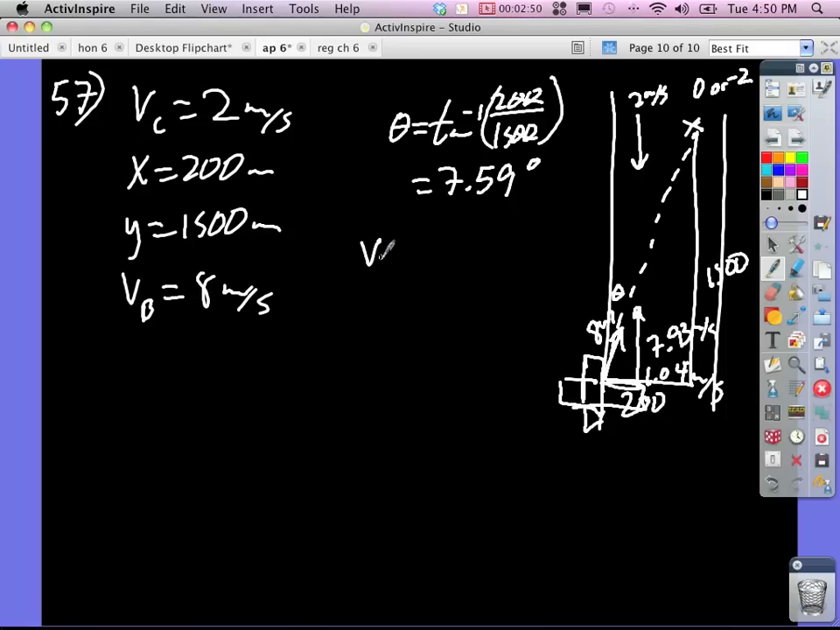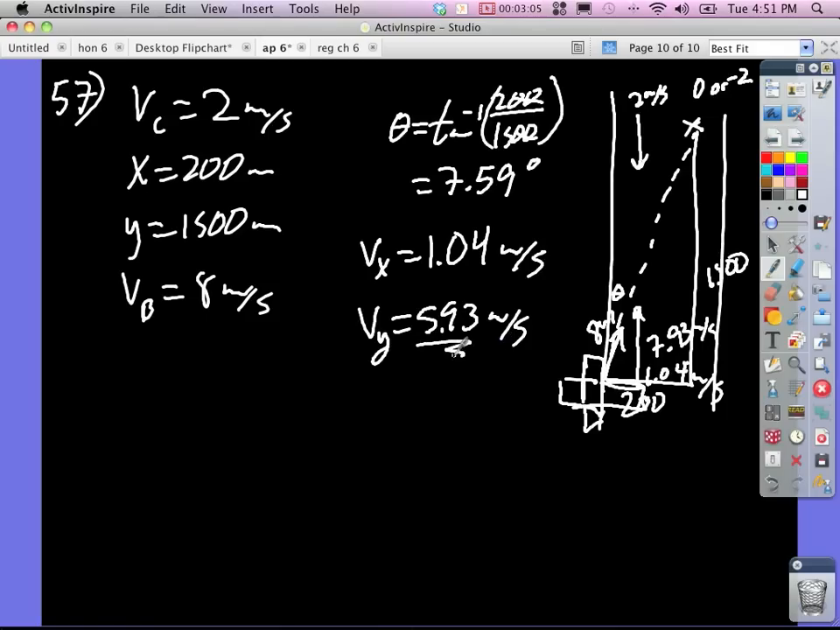So the Vx of the boat is 1.04 meters per second. That doesn't change. But the Vy of the boat is 5.93 meters per second. Because, or with respect, this is with respect to the dock. With respect to the water, it's these numbers here. But with respect to the dock, it's that number there. So then that says theta equals inverse tangent of 1.04 over 5.93.